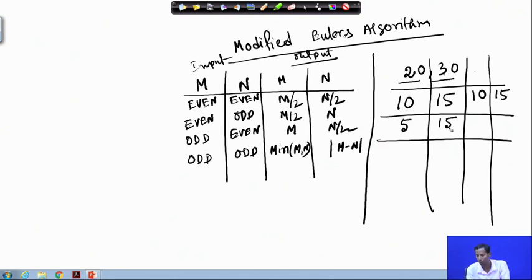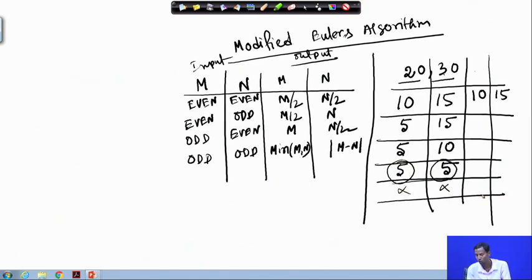Then both are odd, which means the next values will be minimum of m and n, and mod of m minus n. Among m and n the minimum is 5 and mod of m minus n is 10. Then again m is odd and n is even, so that means 5 and 5. When both the numbers are same, at that time the computation will be over. So, there will be no other computation.